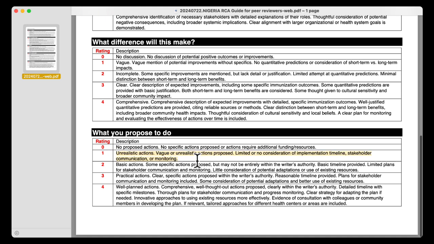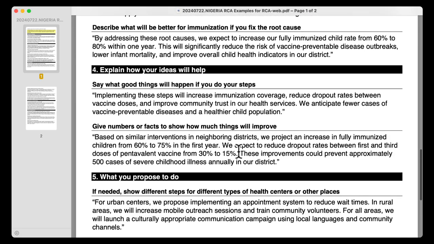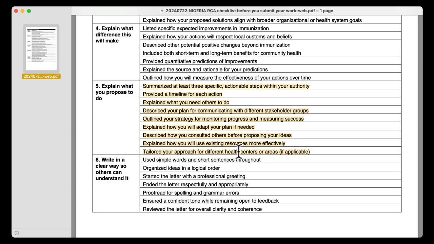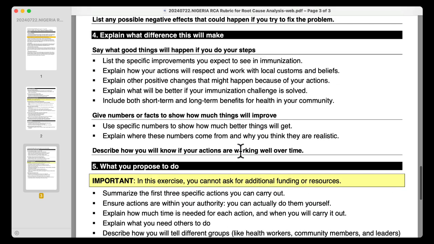So this sounds good on paper, but when I think about it, I realize it's actually quite vague, unrealistic. It's too ambitious in a way, to the point where you can't really imagine one community health worker doing this, and they don't say how they are going to get all the others involved, what they're going to have to change to do differently, and so on. So this is actually one of the weaker sections. So you don't copy this, because again, this is a bad example. So number 4, explain what difference this will make.